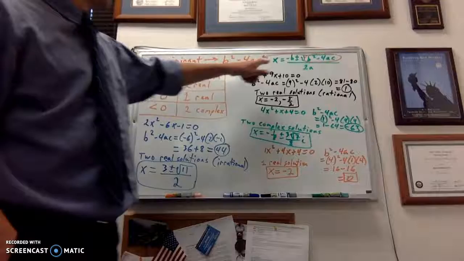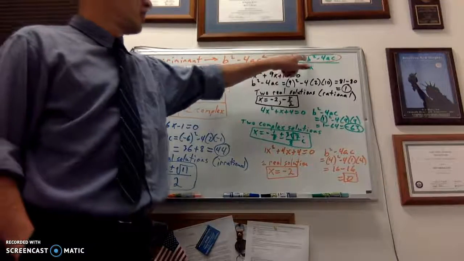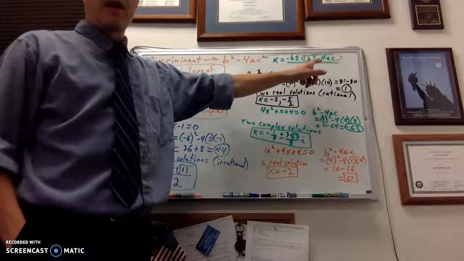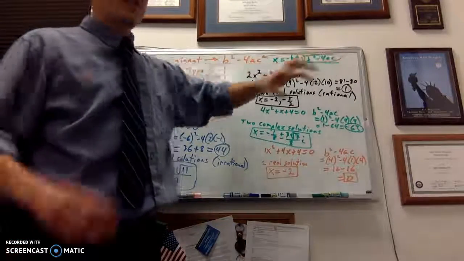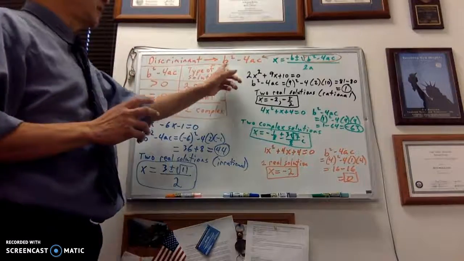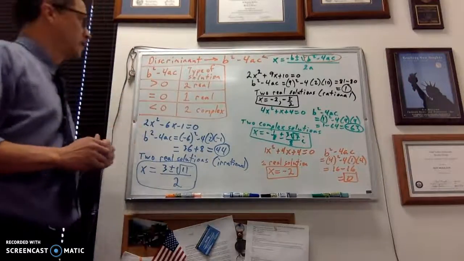So if you look at the quadratic formula, negative b plus or minus the square root of b squared minus 4ac all over 2a, it's the inside of the radical here, okay? The b squared minus 4ac. Several things can happen within that radical. That's why they call it the discriminant.